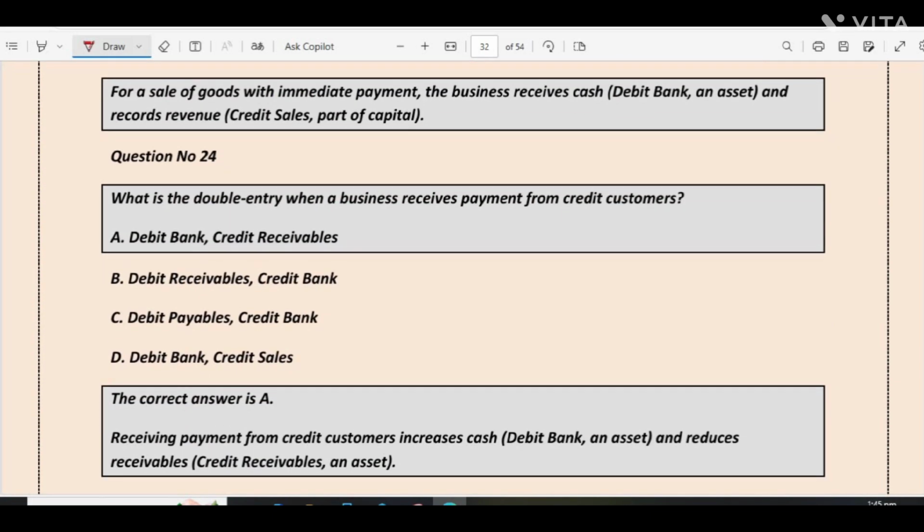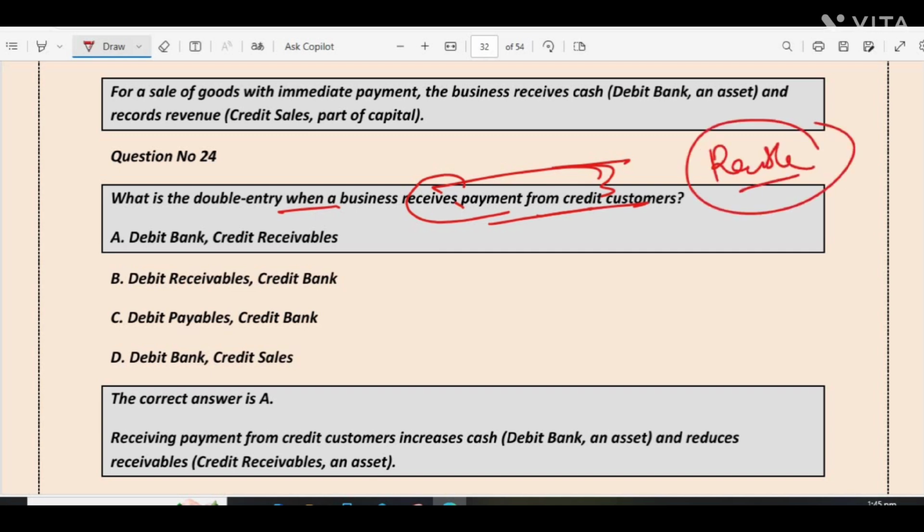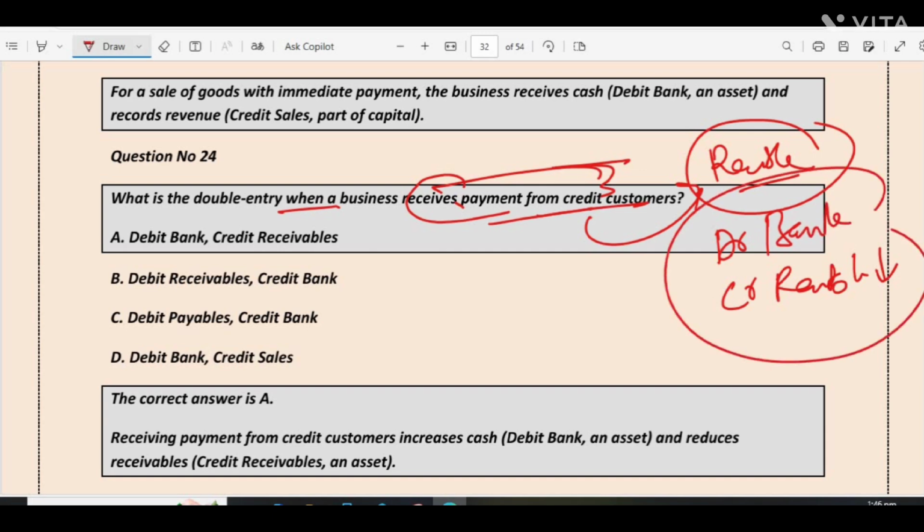24. What is the double entry when a business receives payment from a credit customer? When you do a credit transaction, you create a receivable for that customer. So when you are getting the money from the customer, definitely your asset, that is receivable, should be credited. It means that it should be reduced. On the other hand, you are receiving money, so your bank will be debited. Clear? So here you see debit is the bank and credit is receivable.